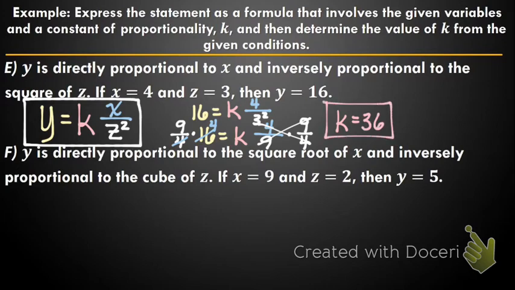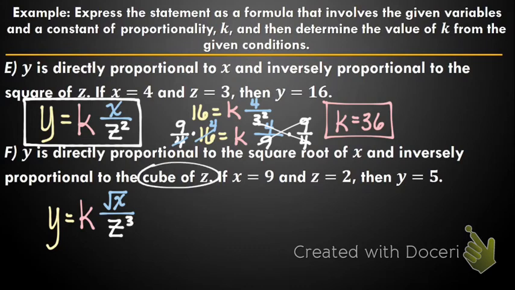What is the formula for part F? Z what? Cubed. Why cubed? Because it says cube of Z. And over here it said square root of x, not square of x. So square root of x. That is my formula. Absolutely correct.